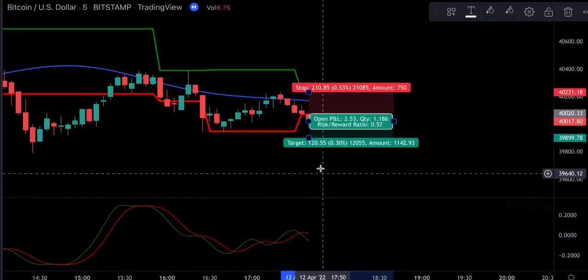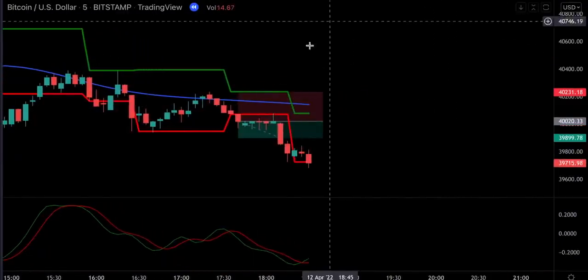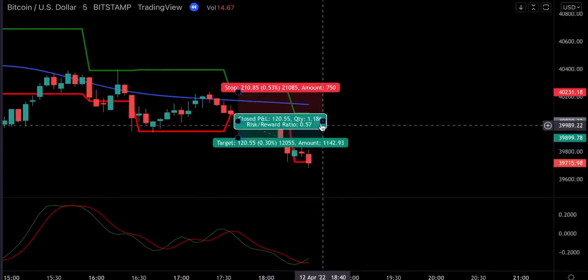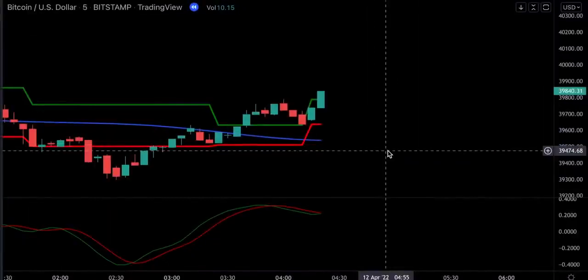Okay, now let's see whether this trade was successful. There we go. We just had a cross on this candlestick right here. Okay, so we see the risk to reward ratio is 1.34, and on this particular trade we would have made 2.68% profit.